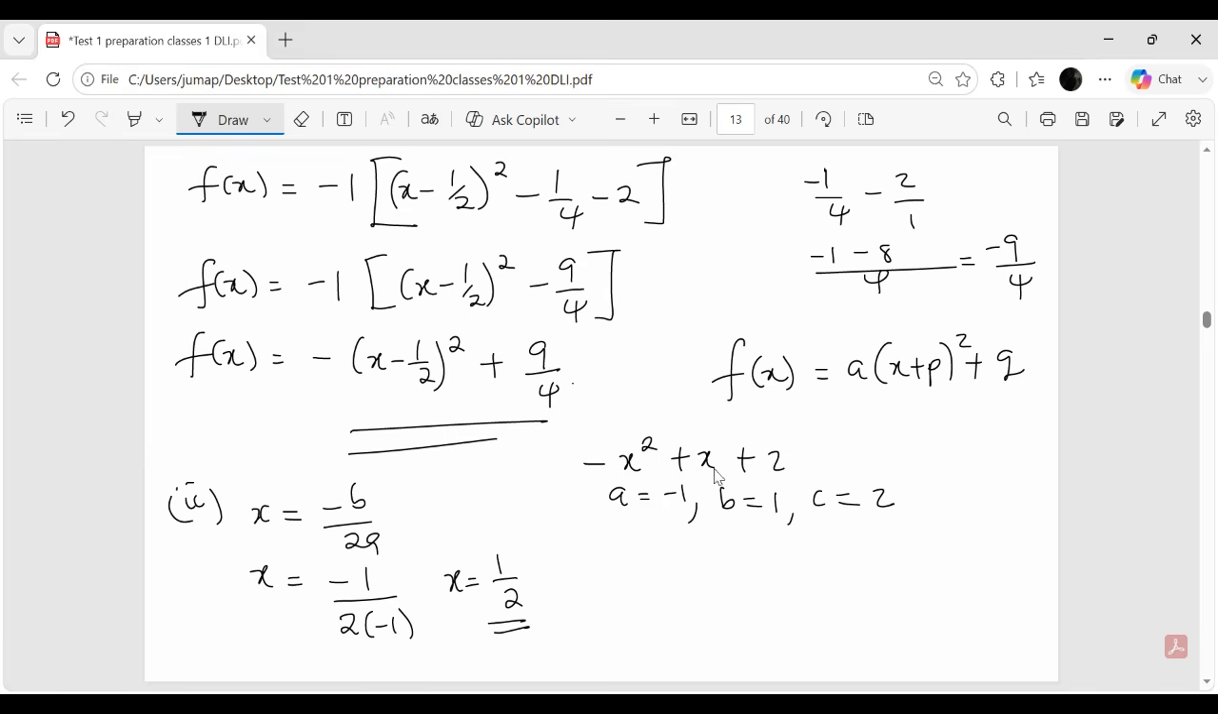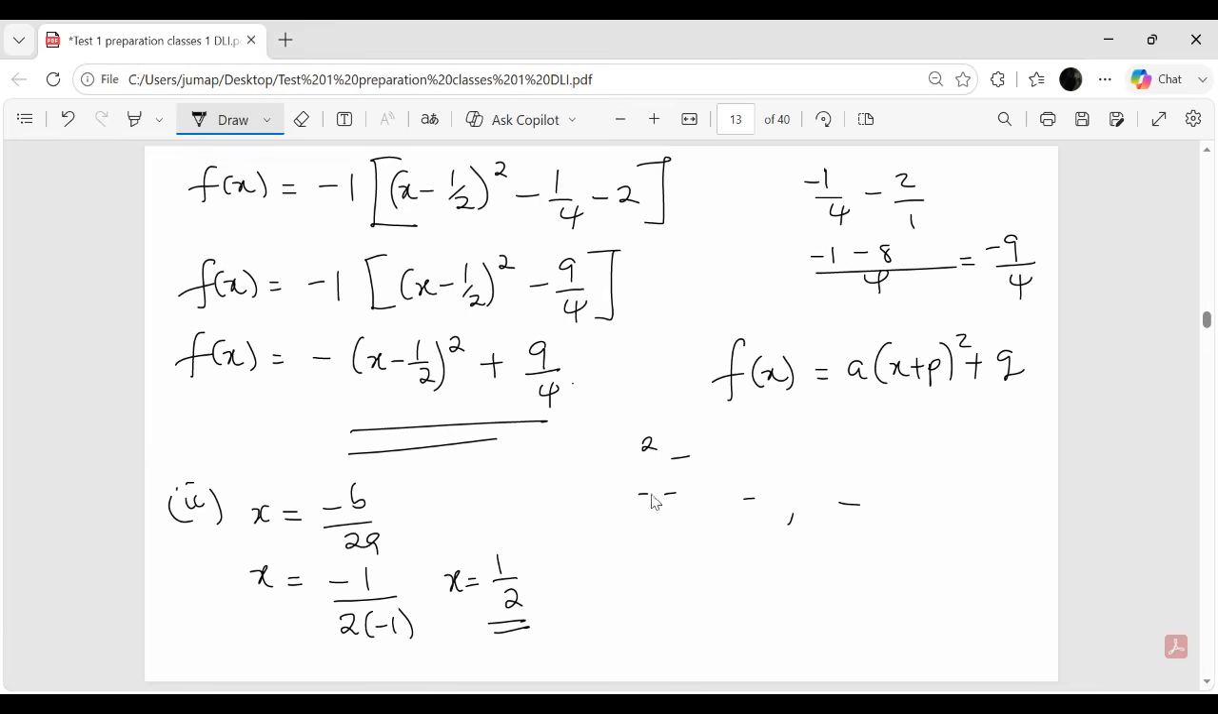So remember, if your a was negative, meaning that you're going to have a maximum value. That is what you need to understand. When your a was negative in the original equation, you're going to have a maximum value.